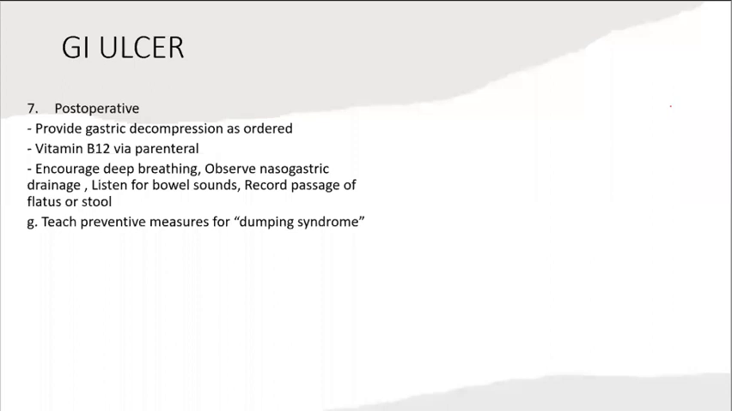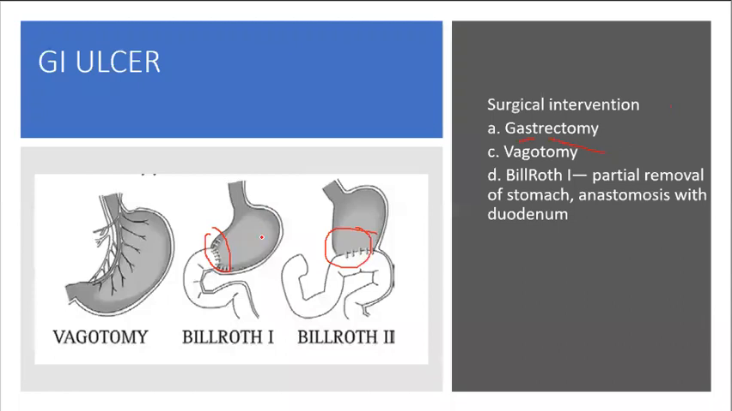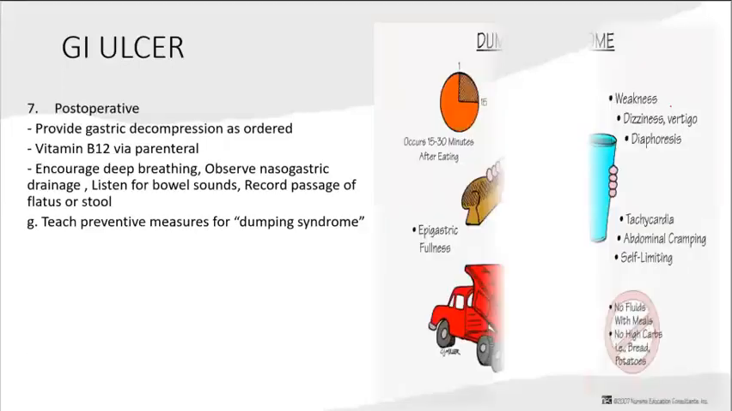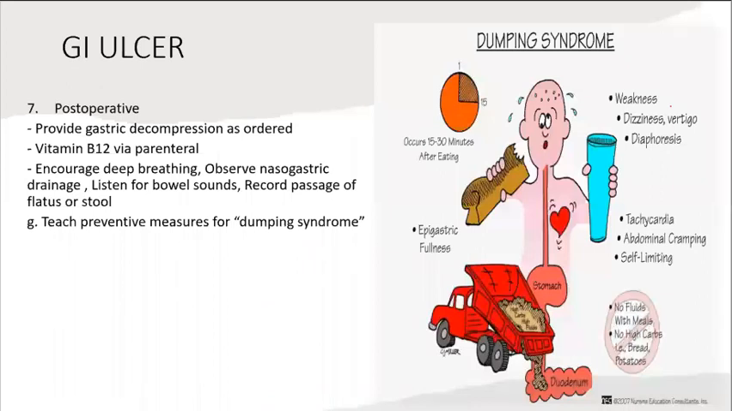That's a complication that can arise with gastrectomy or any of these surgical interventions we just talked about. So what is dumping syndrome? Dumping syndrome, sometimes called rapid gastric emptying, is a condition in which food moves too quickly from the stomach to the duodenum. So again, you can see that we connected the stomach directly to the duodenum. So we're going to have food moving rapidly from the stomach into the duodenum, and that could result in dumping syndrome.